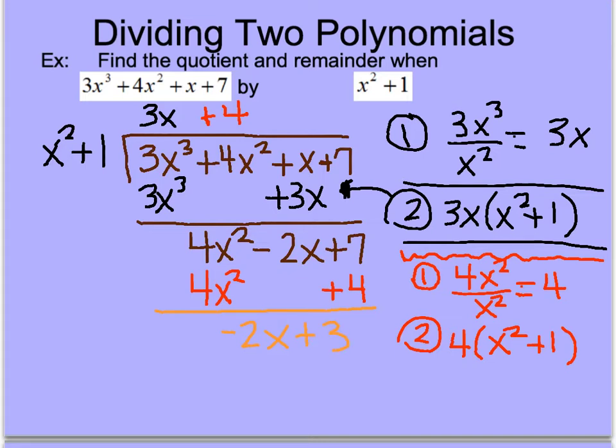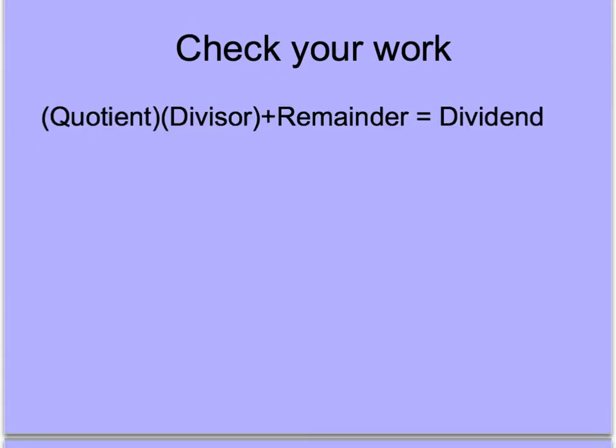So now again, if possible, I repeat the process. So I take negative 2x, and I want to see if x squared will divide into that. And I know that it will not. So all of this stuff down here will be my remainder. So our final answer would be, we would say the quotient is x squared plus 4 with a remainder of negative 2x plus 3. And if you wanted to, you could check your work again with this formula, and I'm not going to take the time to do that tonight.